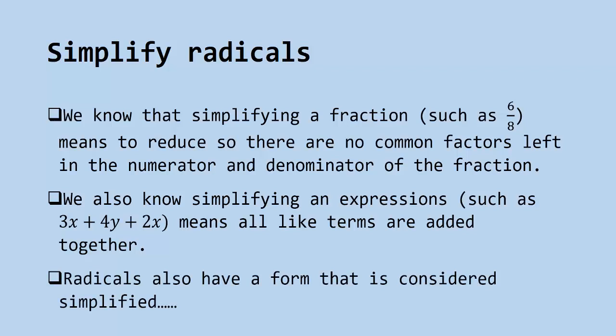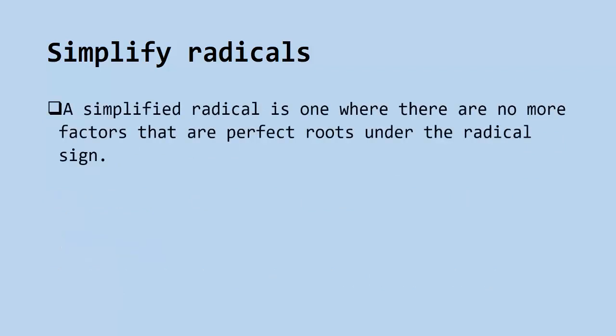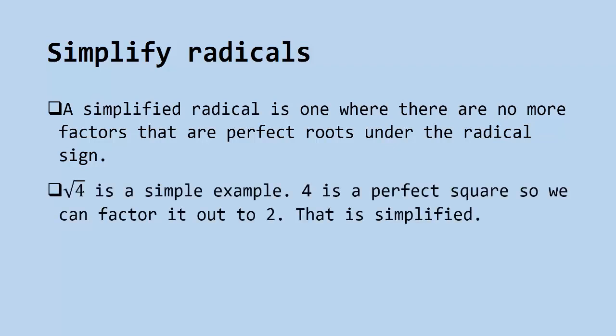Radicals also have a form that is considered simplified. A simplified radical is one where there are no more factors that are perfect roots under the radical sign. Square root of 4 is a simple example. 4 is a perfect square, so we can factor it out to 2. So 2 is our simplified answer.